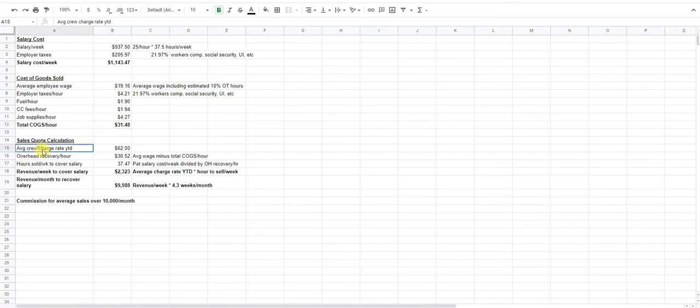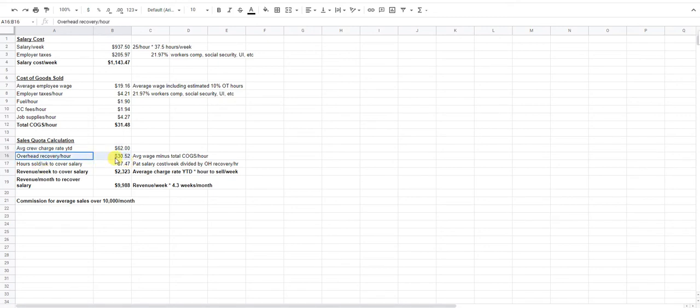So our average charge rate year to date is $62 per hour. That's what we've been getting for every hour we pay our employees. So we're getting more than this on the job sites, but this is what we're getting at the end of the day. So if we pay an employee for 10 hours worked, then we actually billed out $620. So that's what this is. This is what we're charging for every hour that we pay our employees. And it's different than what you're charging on site, because you have to pay the employees for driving between sites. So this is inclusive of drive time.